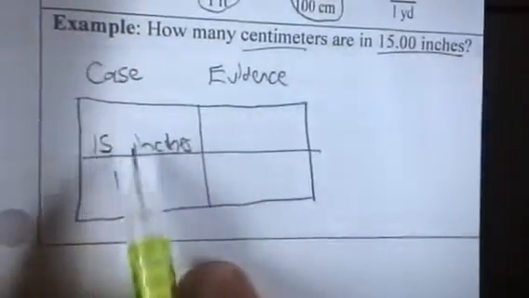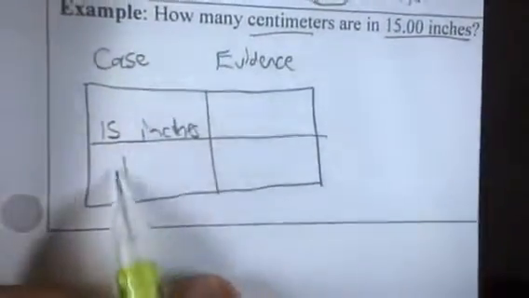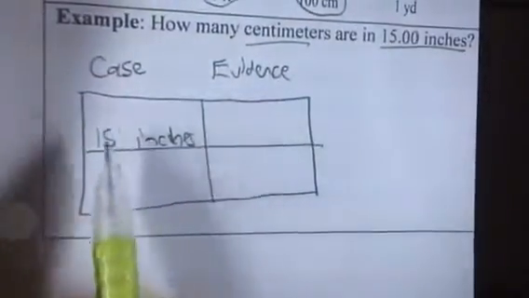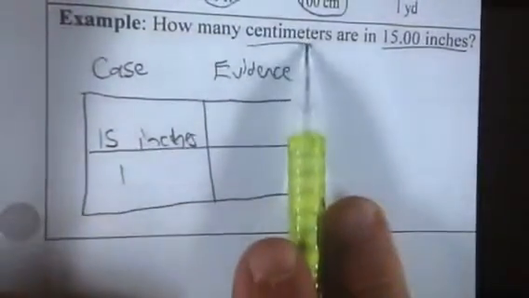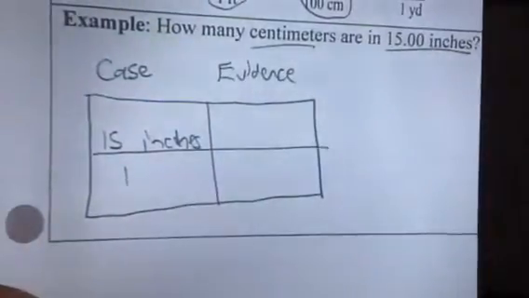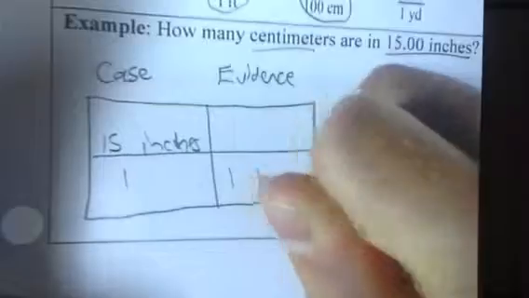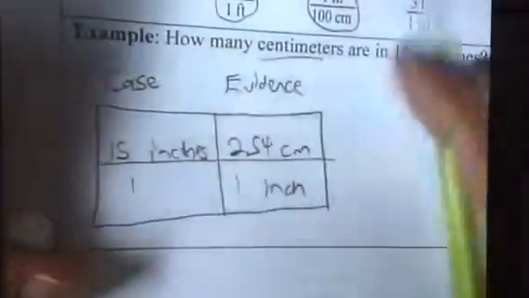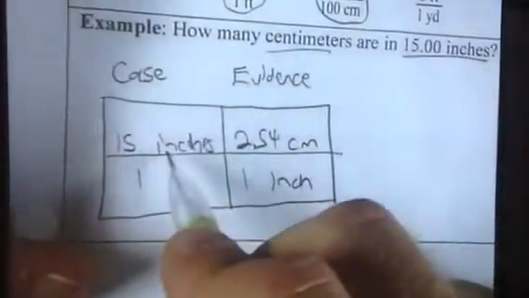So my case is whatever's being converted. Anytime I have a case, I always need some evidence. So I need some evidence linking me from inches to centimeters. So I need to know how many centimeters are in an inch. Well, I just so happen to know that 1 inch equals 2 54/100ths of a centimeter, okay? I've got a sheet with some conversion factors that I can give you. That one I just sort of knew off the top of my head.